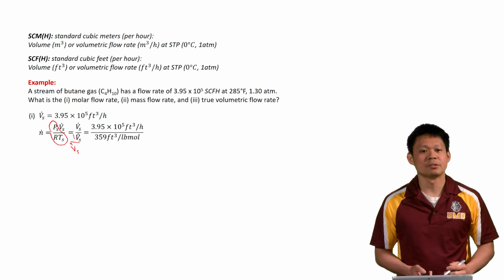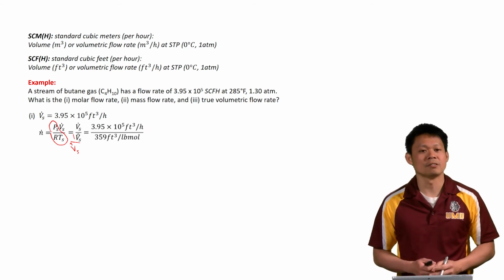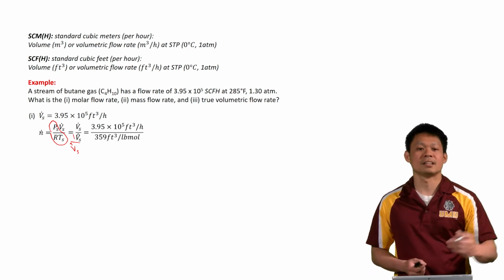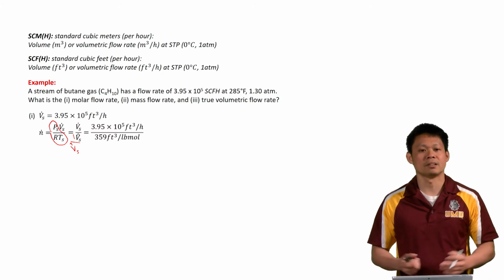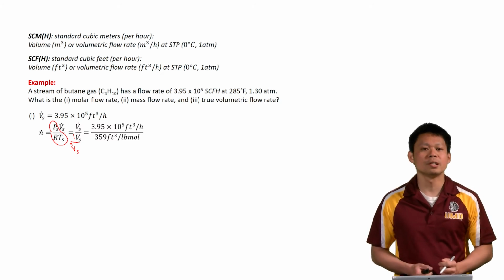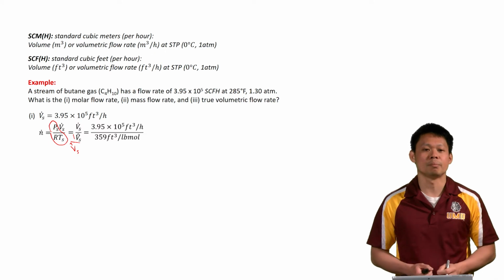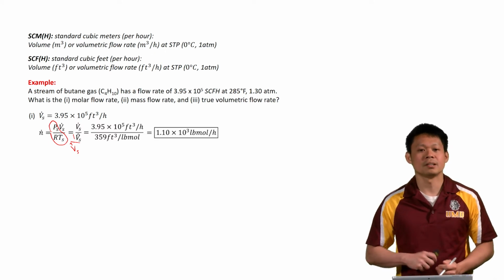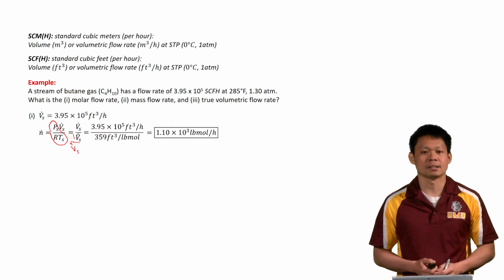If we do that, then we can just use a single value instead. So you just take the V dot S divided by this specific molar volume at standard conditions. We are doing everything in English units, so we're going to use 359 cubic feet per pound mole. Put that all into your calculator, and you get the molar flow rate of this gas.